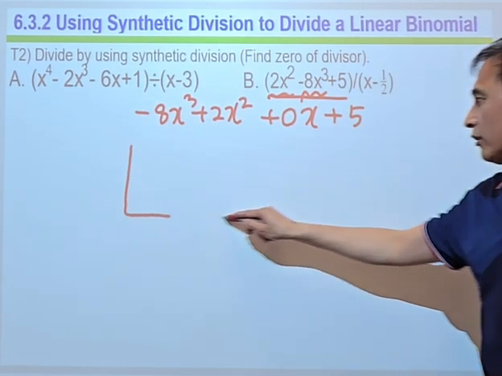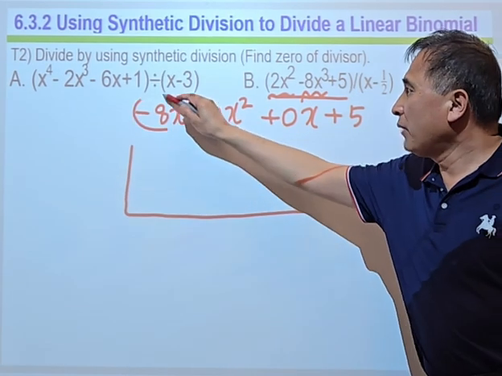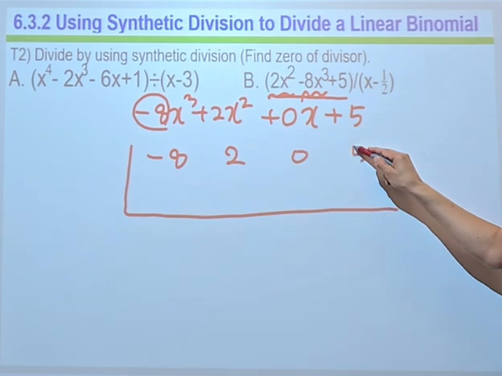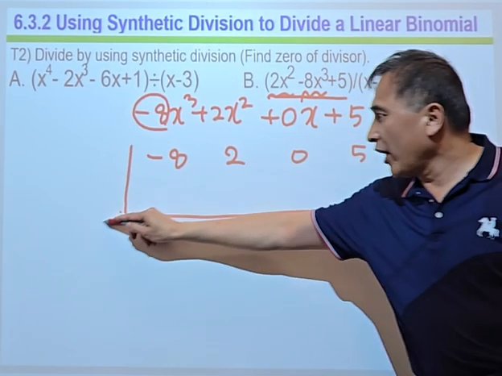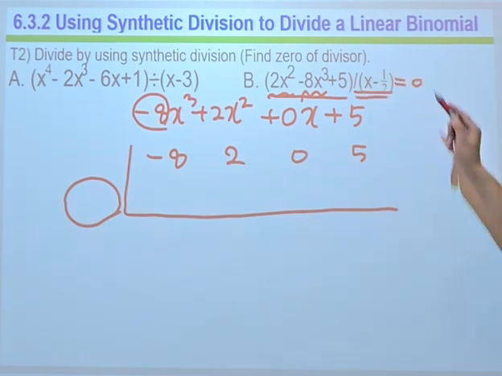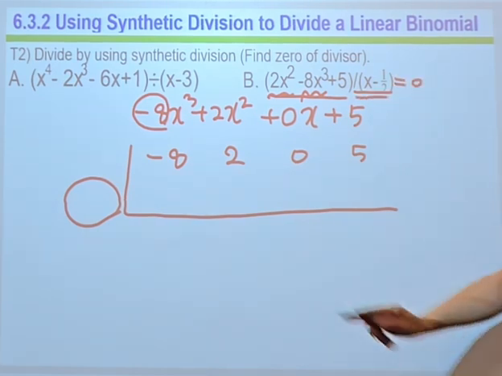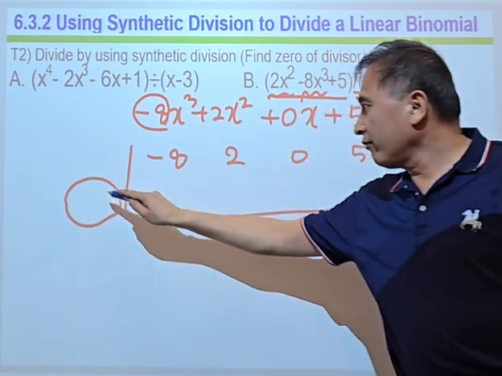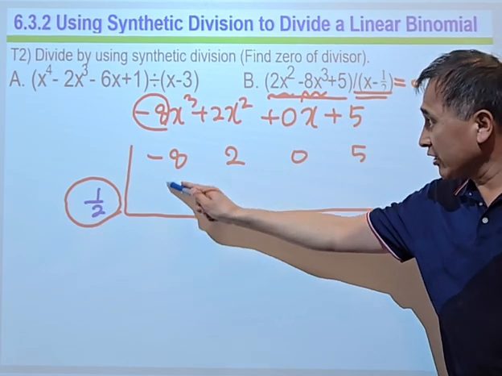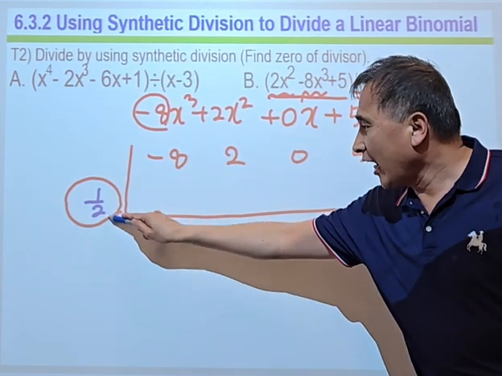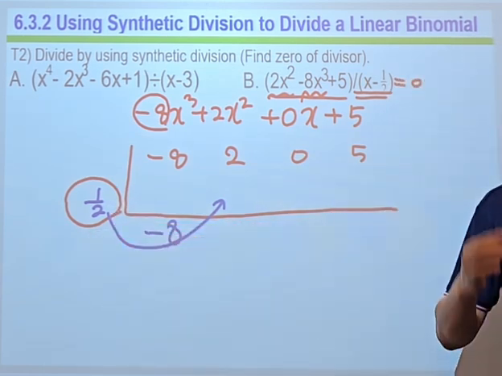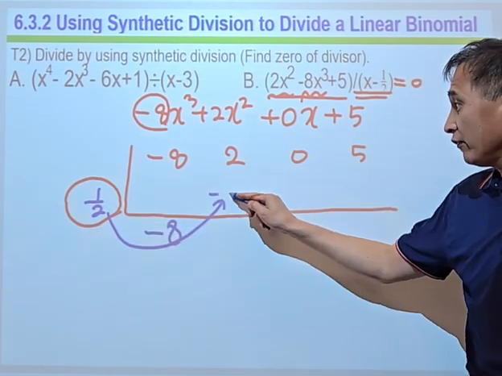Now I'm going to write the coefficients: minus 8, the leading coefficient, and that's a 2, and that's a 0, that's 5, right? And then I'm going to write here the number that makes the divisor 0, so x equals 1/2. So we're going to write 1/2 right there. First, bring down the first number, minus 8. Now multiplying and put it there. Negative 8 times 1/2 means half of negative 8. So negative 4 right there.